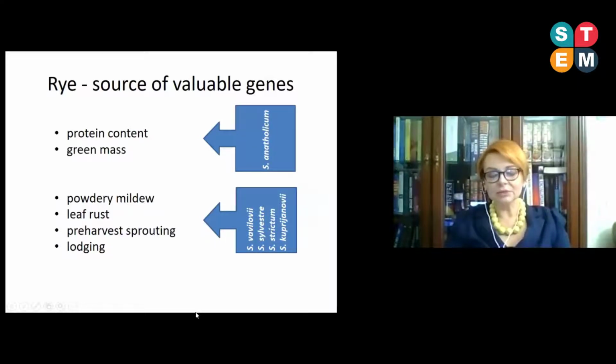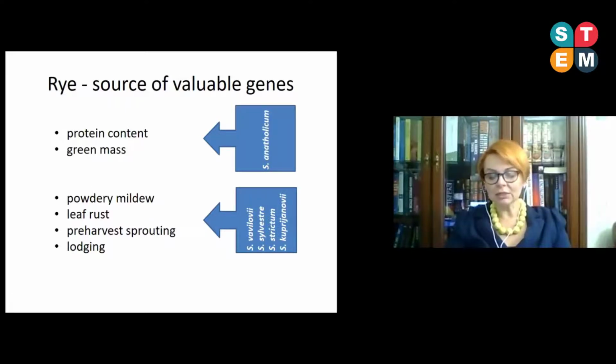Rye is a rich and important source of viable genes, encoding, for example, high protein content, disease resistance, as well as morphological and biochemical traits, enhancing the value of triticale. In the wild species, for example, Secale wawiowi or Secale sylvestre, disease resistance genes are sought, for example, powdery mildew and leaf rust, resistance to pre-harvest sprouting and lodging.